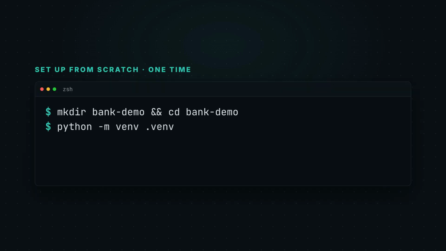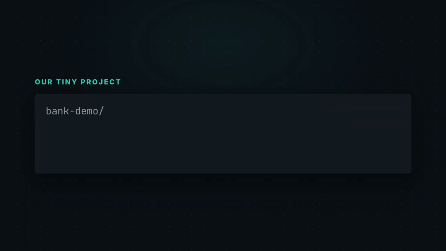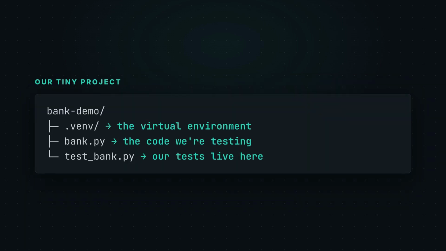Let's set up for real from nothing. Make a folder and step into it. Create a virtual environment that keeps this project's packages to itself. Activate it, and notice the prompt now shows the virtual environment. Then install our two tools: pytest, the test runner, and Hypothesis, the property engine. One-time setup, done.